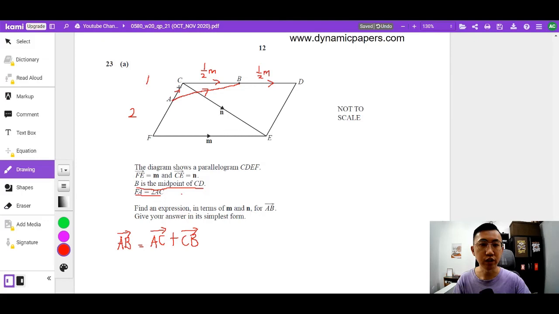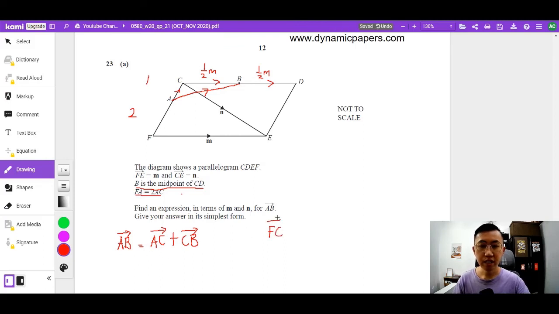What is the magnitude? A to C, don't know. But C to B, we already know it's actually half m, right? So we are going to find AC. And in order to find AC, you have to find FC first. Remember this, you must find the whole thing first, FC. So let's do that. You need to do your working at the side, FC, then only continue back over here.